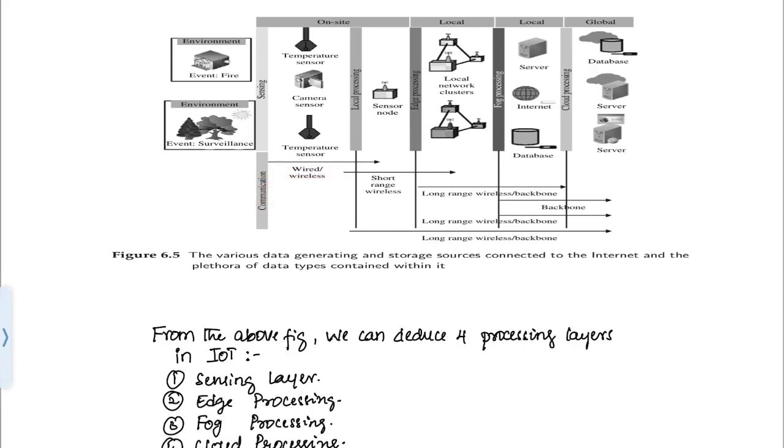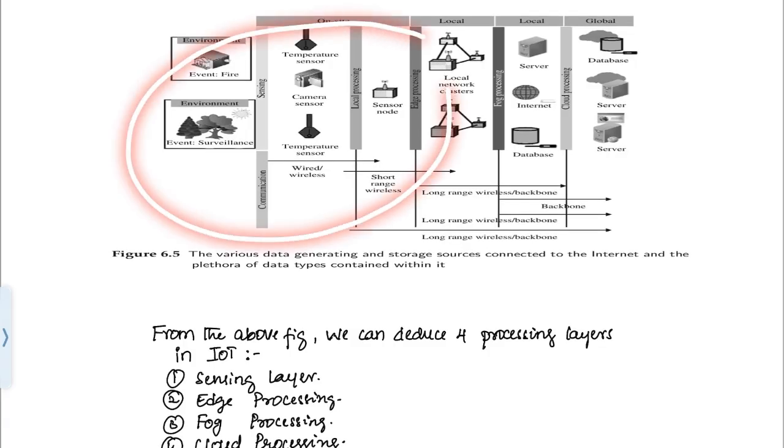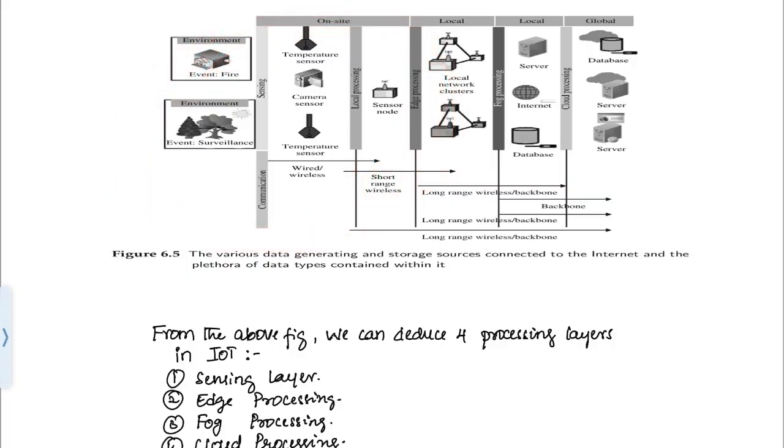Next, moving further, we have edge processing. Data from the sensors can be processed on nearby devices within the local network, using a short range wireless network. The edge layer processes the data closer to the source, thereby reducing the data transmission to the cloud or to the fog. The processes involved could be filtering or manipulating the data and so on. The communication mostly happens through short range wireless communication, as we have discussed.